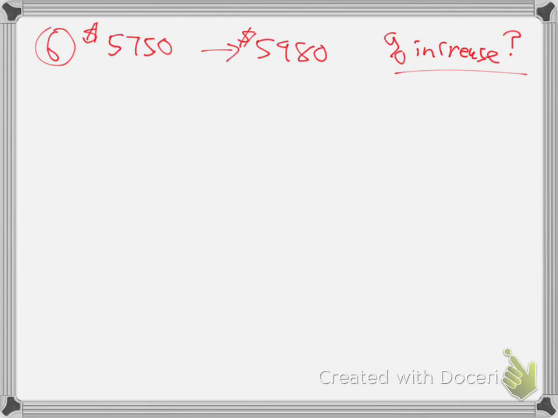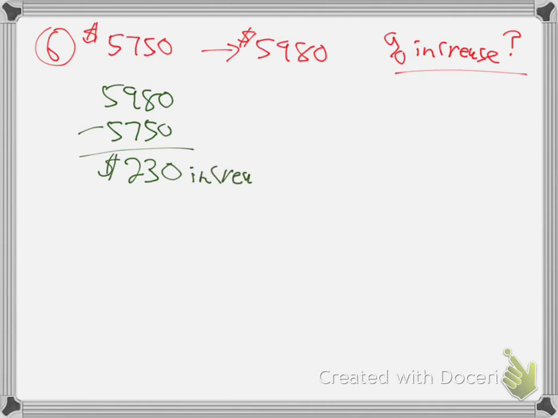We've got to find the difference. Good idea. Let's start with what was the actual increase. So take the $59.80 and subtract the $59.50. What do you get? $230? Yeah. So $230 is the actual dollar increase, right? Tuition went up by $230.